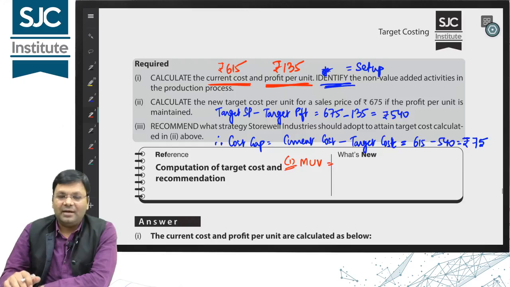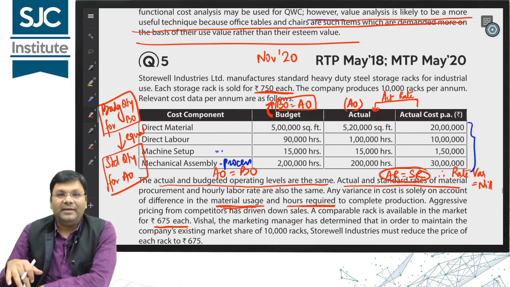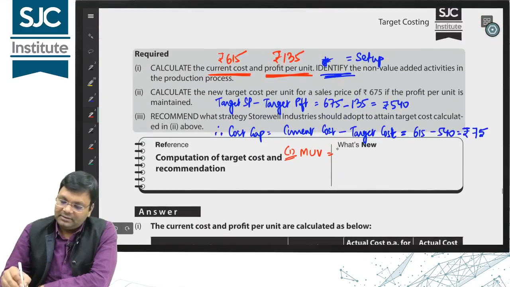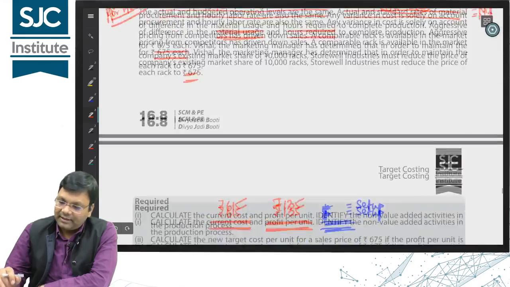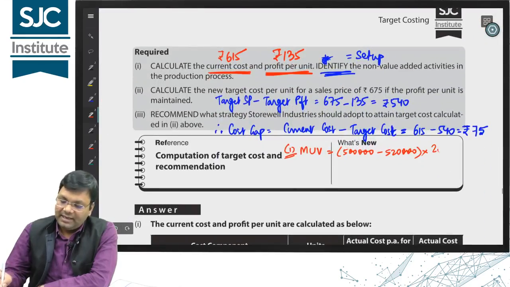It is supposed to be standard quantity for actual output. Here our budgeted is only equal to standard quantity for actual output because BO and AO is same, which is 5 lakh square feet, minus actual quantity 5,20,000. Difference in quantity should be multiplied by standard rate. Okay, but here standard rate is equal to actual rate. So let's find actual rate. 20 lakh by 5,20,000. See, I am solving here.